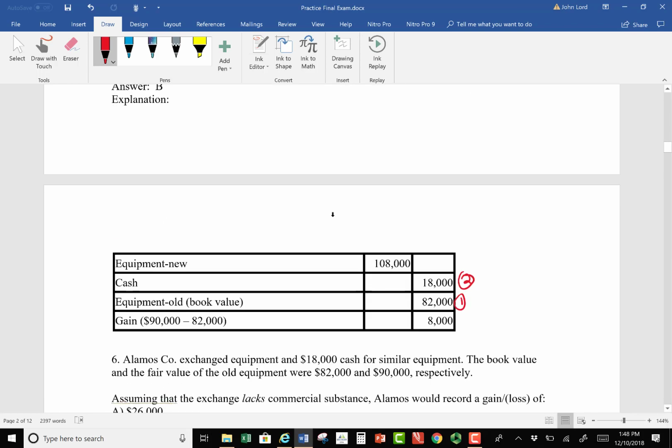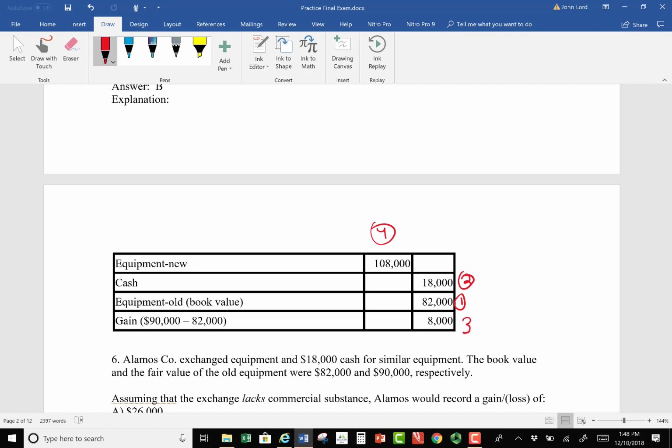But in this example, they did what? They paid the cash, so we go ahead and we're going to credit the cash for 18. That's the second thing we do. The third thing we'll do is we'll stick the gain in there. We know that it was a gain, so we have to credit gain for 8,000. And then number 4 will be to debit whatever the equipment is, and it's obviously the number that's going to make the journal entry balance, right?